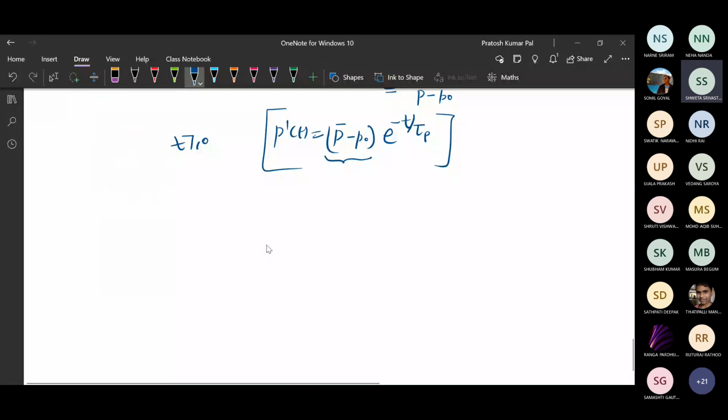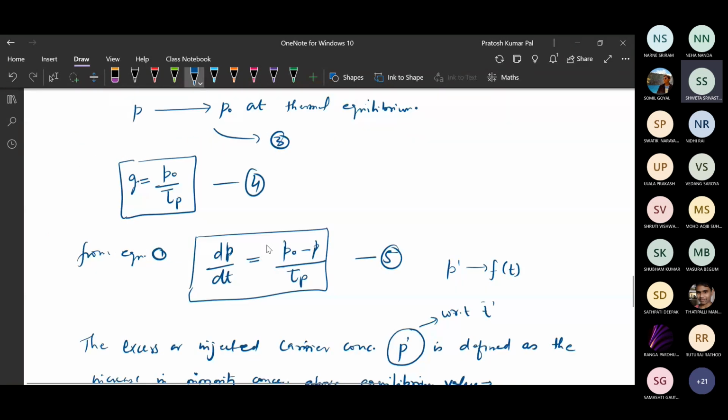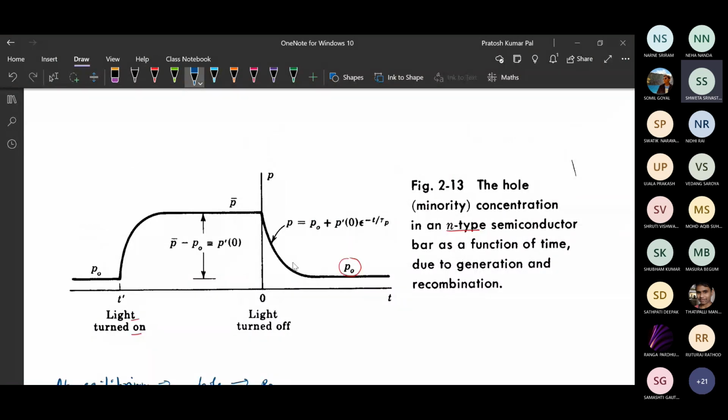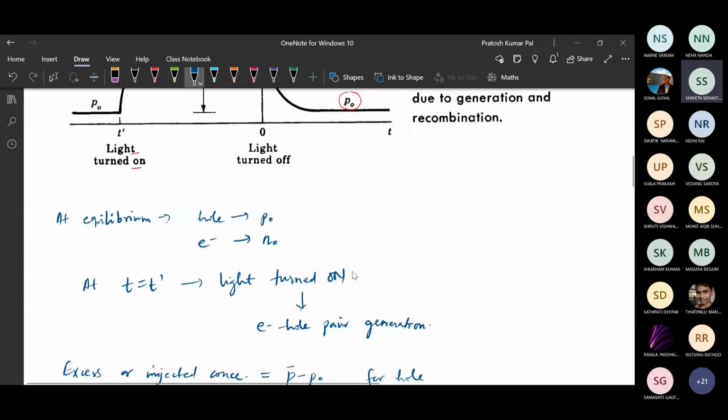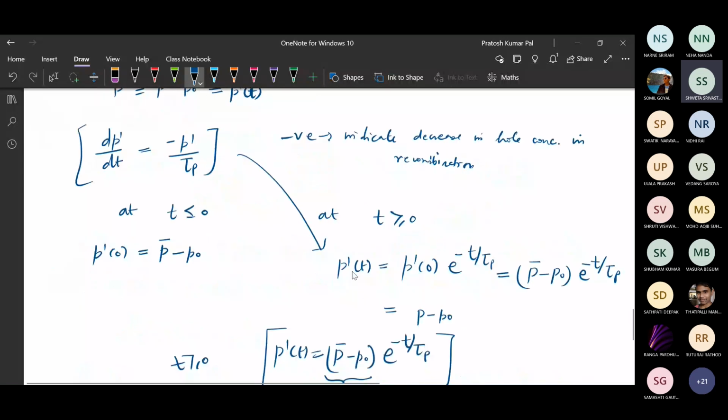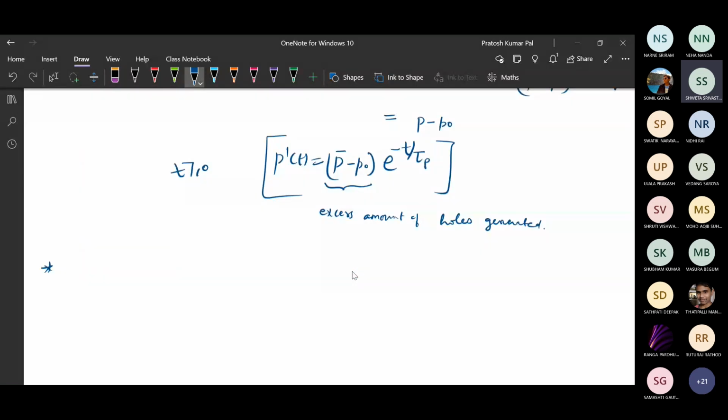This excess amount of holes generated is going to decrease exponentially, and this decrease will continue until it reaches the p naught value. Basically, the excess amount is going to decrease to zero, which means p dash minus p naught is going to decrease to zero.